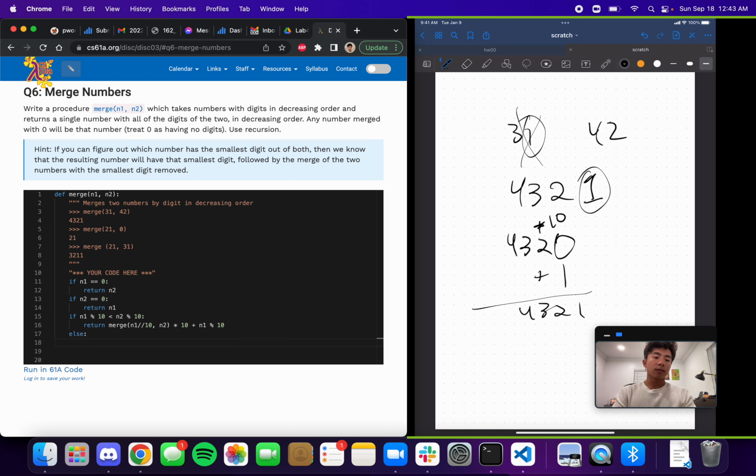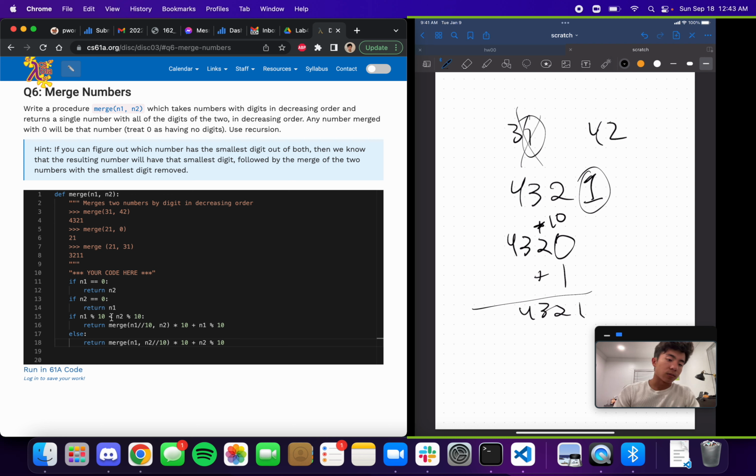Otherwise, we want to do the opposite. In this case, we're taking a digit out of n2. So n1 is going to stay the same. For n2, we're going to take a digit off, multiply the result by 10, and insert that digit back in. And yeah, so this is going to be merge.